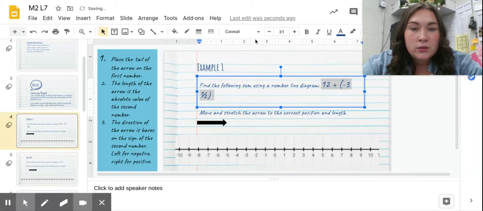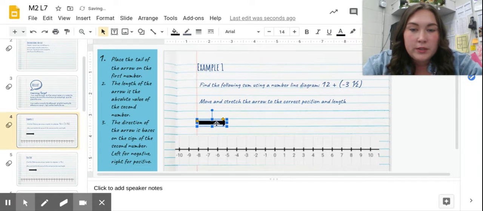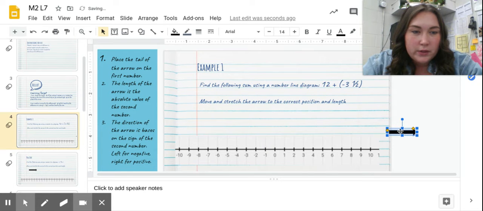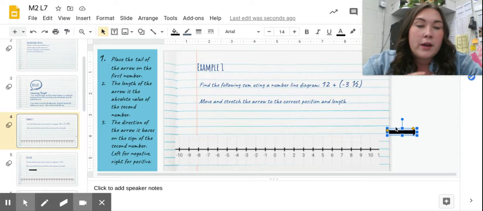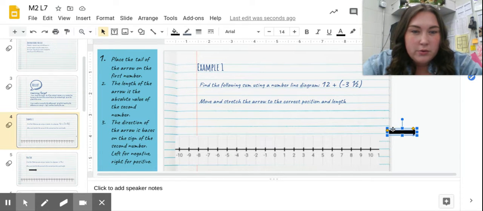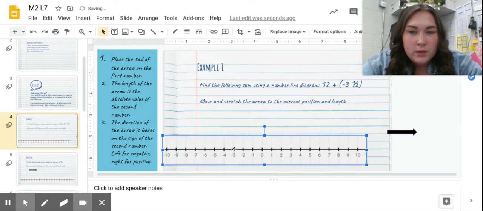All right, so our first number is 12. So I'm going to place the tail of this arrow over here. We don't have quite 12 on here, but I'll pretend. And then the length of the arrow is the absolute value of the second number. So my second number is negative 3.5. The absolute value of that is 3.5. So my arrow would be 3.5 long.